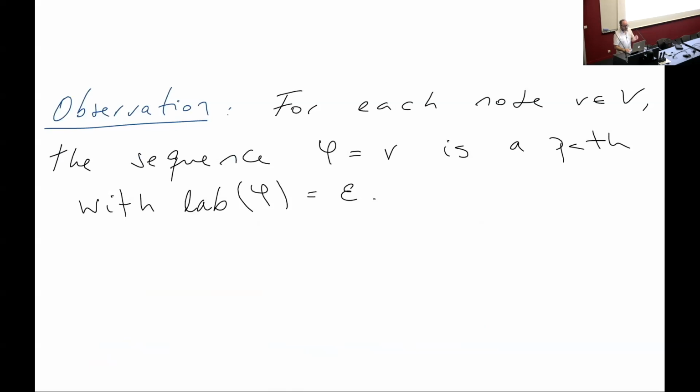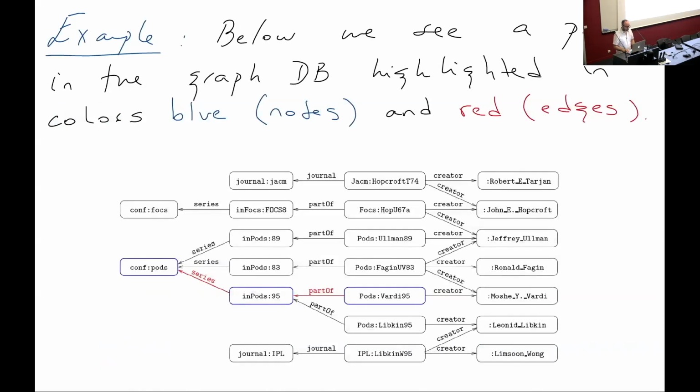So for each node, if we have a single node, the sequence formed by that node itself is also a path, and the label of this path is the empty word, okay? So here we see a path in the graph database highlighted in colors, blue the nodes and red the edges. This path goes from this paper here to the conference PODS, and the edges are highlighted in red. So this is the path.